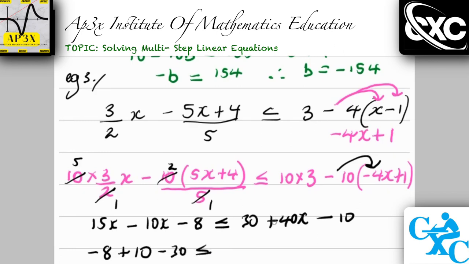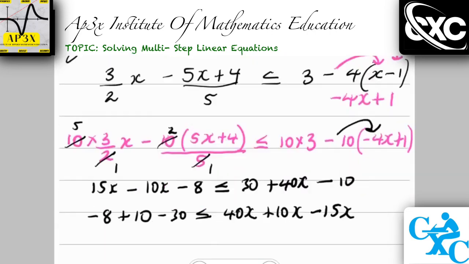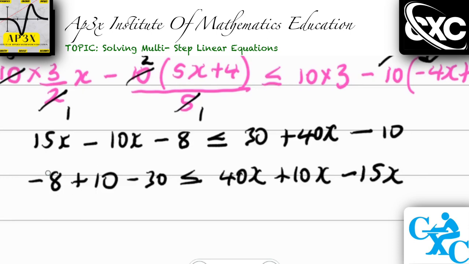That's going to be less than or equal to the 40 that is already on the right side. I'm going to bring the negative 10x now over to the right side. That's going to become positive 10x. And I'm going to bring the positive 15 over, it's going to become minus 15x. So now I have all the x's on the right and all the numerical values on the left. So now what I have is negative 8 plus 10 is 2. And 2 take away 30 is negative 28. And that's less than or equal to 40 plus 10 is 50. 50 minus 15 is 35x. All right, and then easily we can divide both sides here by 35.